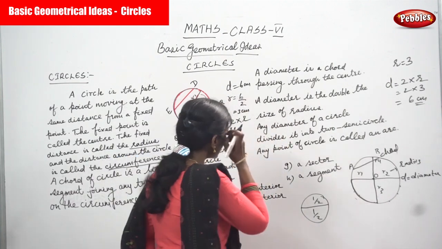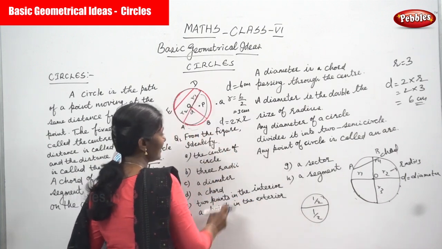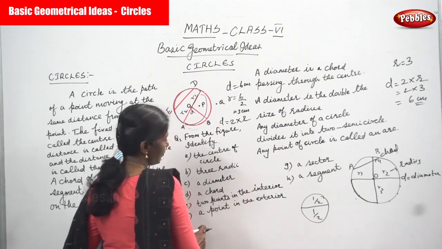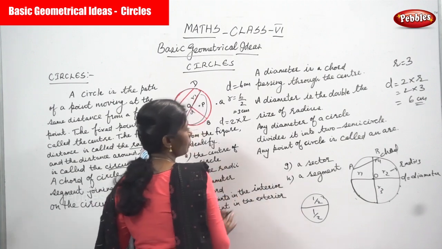Okay, and one more: now we are going to solve the problem. From the figure, identify the center of the circle, the 3 radii and diameter, a chord and 2 points in the interior, a point in the exterior. So we have to find the sector and segment, everything we have to solve.